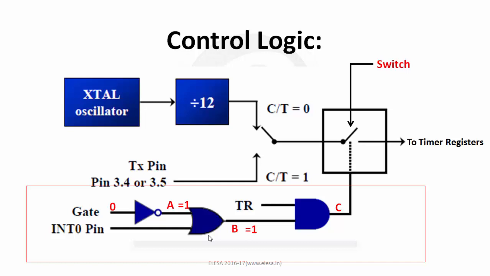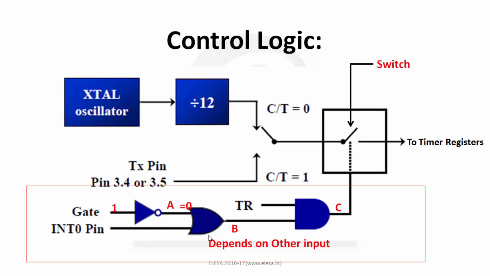Here, the gate pin is used for software or hardware control of the timer. TR is the signal which you can control in software. If you make it 1, the timer will start. If you make it 0, the timer will switch off when gate equals 0. Now if you want to control this timer operation through a hardware signal, that is, you want to give a signal from the outside and control the on of this timer, what you need to do is make the gate signal 1. This is how we will get the B output, which will depend on the other input of the OR gate, which is INT0 pin, that is external interrupt pin.